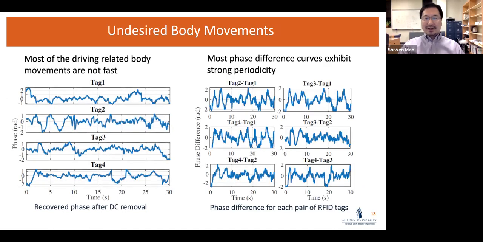Similarly, the body movements of the driver and also interference movements caused by passengers in the same car can be mitigated in a similar manner.